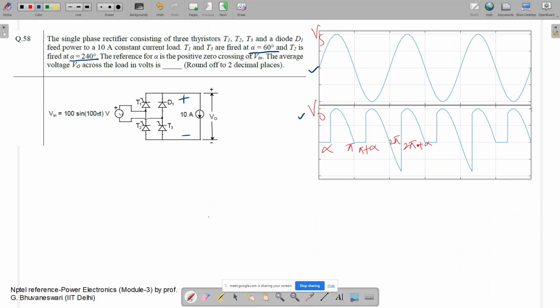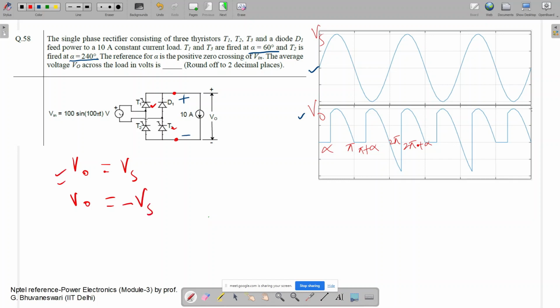Okay. So here input is a sinusoidal waveform. When T1, T2 will be fired, what will be the output voltage? In this case, output voltage will be the same as source voltage. So here T1 will conduct and T3 will conduct, and it will follow this path. So this point and this point, what will be the voltage? It will be Vs. And when D1 and T2 will conduct, in that case, the output voltage will be minus of Vs.